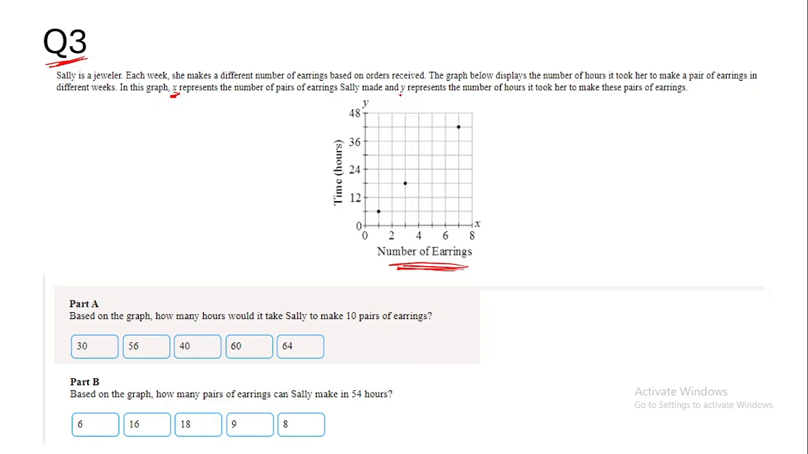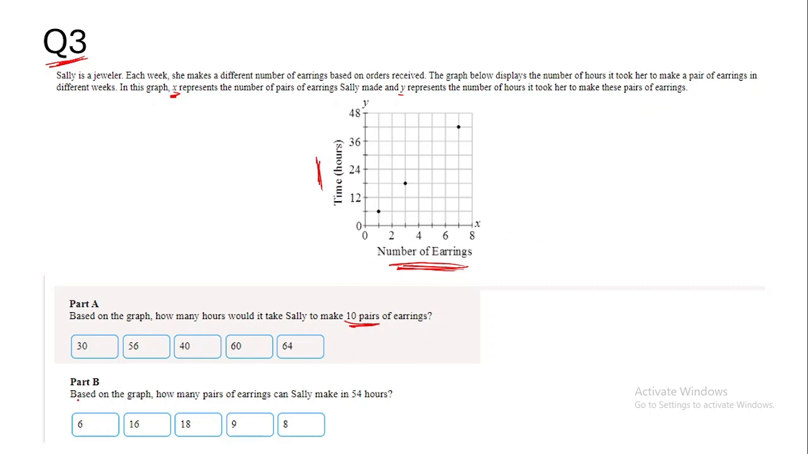And Y represents the number of hours it took her to make these pairs of earrings. And this is the Y. This is the X-axis and this is the Y-axis. Okay. Now, what is the question? Based on the graph, how many hours would it take Sally to make 10 pairs of earrings? Okay, here I'm not seeing the 10.